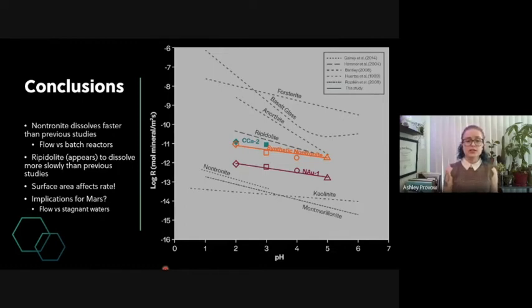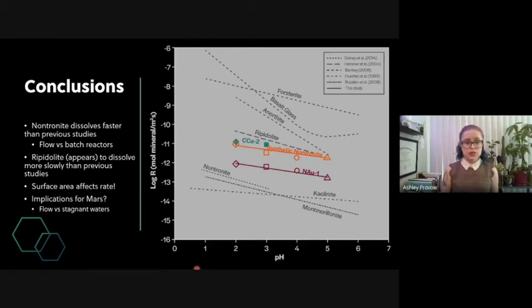Flow reactors, as the name suggests, simulate fluid flowing, for example a river, whereas batch reactors simulate more stagnant water, similar to sitting on a lake bed or something like that. Flow reactors tend to produce slower dissolution rates than batch reactors.